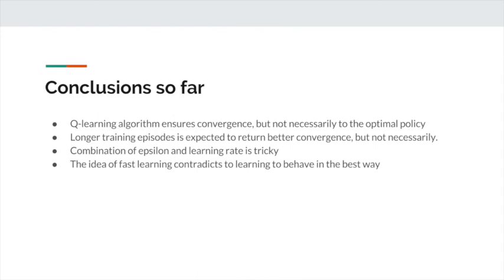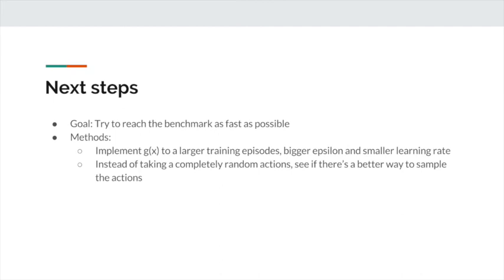Q-learning algorithm ensures convergence, but not necessarily to the optimal policy. Longer training episodes is expected to return better convergence, but again, not necessarily. Combination of epsilon and learning rate is tricky to choose because it requires a lot of experiments. Due to the time limit, I only tested the performance of every combination 10 times. The goal here is to learn how to behave in the best way in the shortest amount of time.